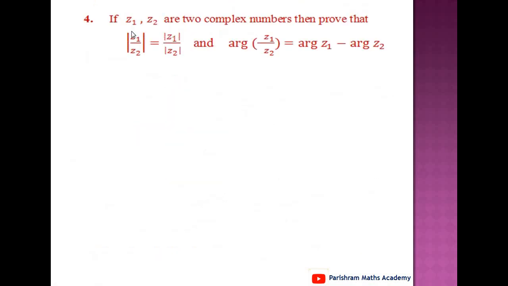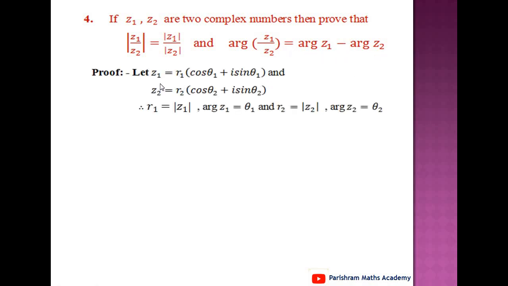Next, if z1, z2 are two complex numbers, then prove that mod of z1 upon z2 equal to mod of z1 upon mod of z2, and argument of z1 upon z2 equal to argument of z1 minus argument of z2. Proof. Let z1 equal to r1 in bracket cos theta 1 plus i sin theta 1. z2 equal to r2 in bracket cos of theta 2 plus i times sin theta 2.